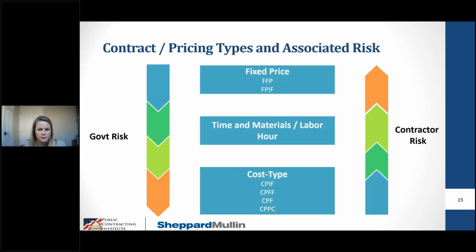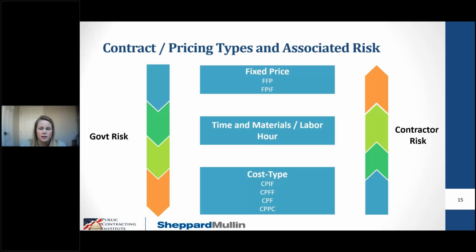So, a quick overview of these three buckets. First, fixed price contracting, fixed pricing type, whatever you want to call it. These contracts provide for a firm price or in some cases an adjustable price. Firm fixed price contracts provide for a price that's not subject to any adjustment on the basis of the contractor's actual cost in performing the contract.